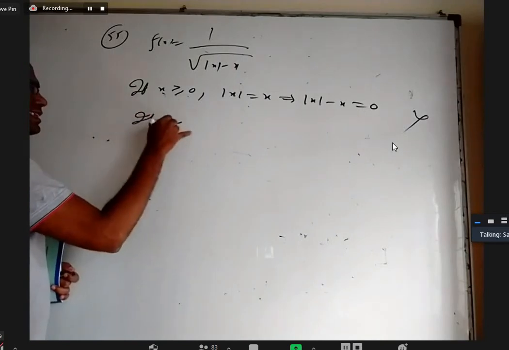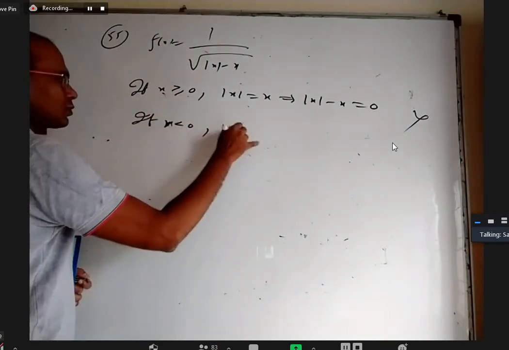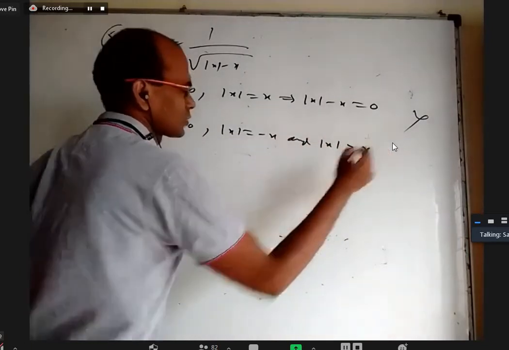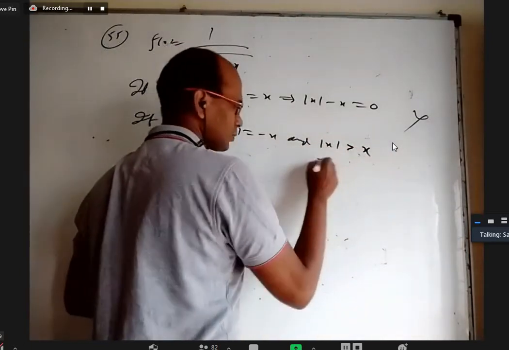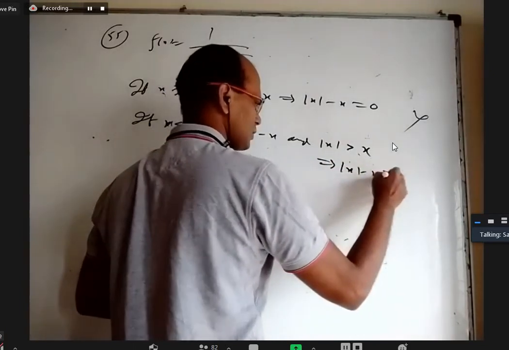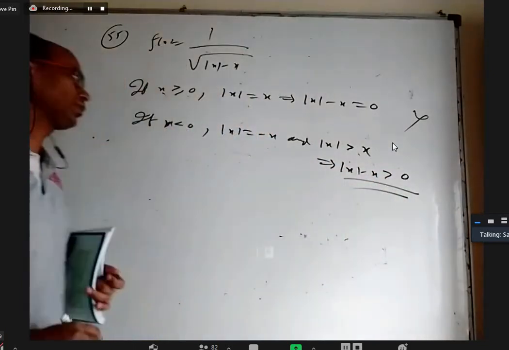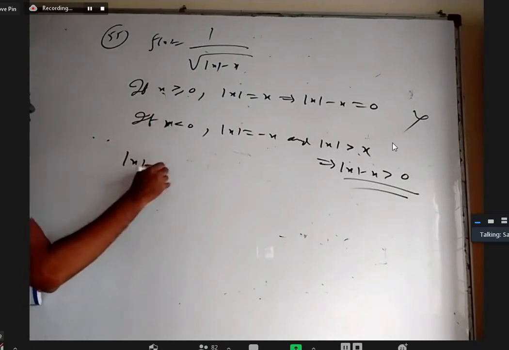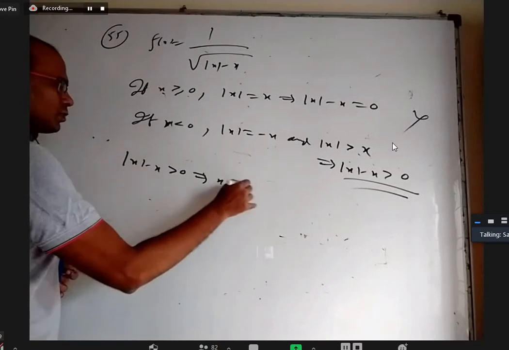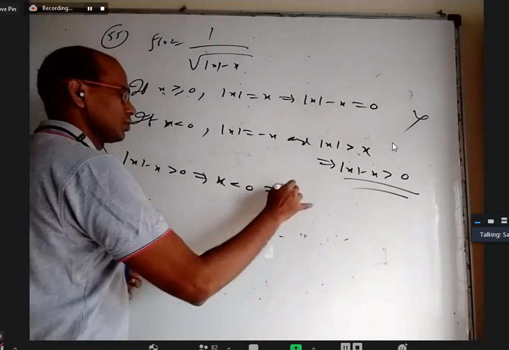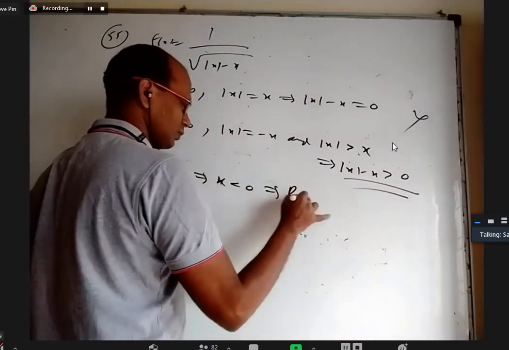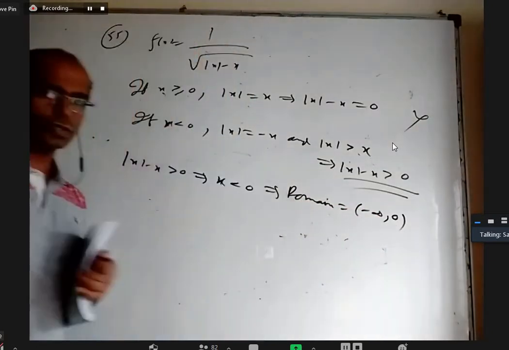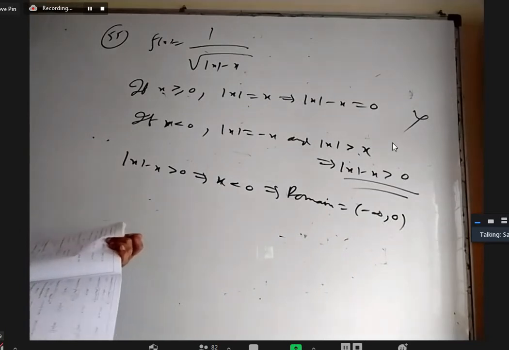If x is less than 0, then mod x equals minus x, and mod x is greater than x. So this is positive, this is negative, which implies mod x minus x is positive. So mod x minus x is positive only for negative values. So mod x minus x greater than 0 implies x should be less than 0. So domain equals minus infinity to 0. 0 is also not okay, positive values are also not okay.